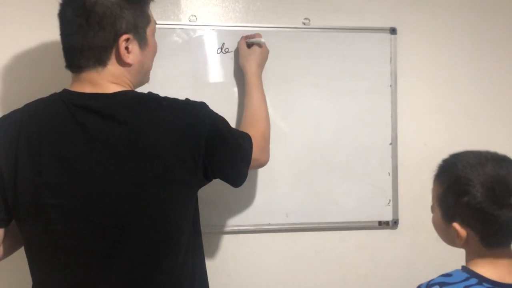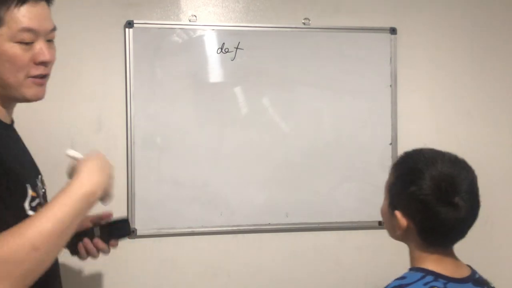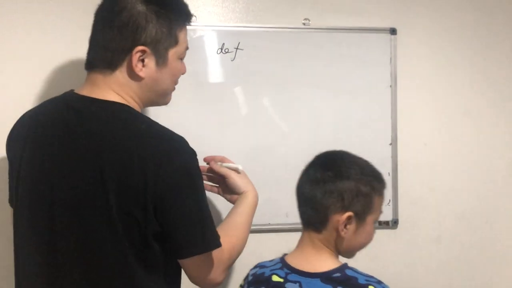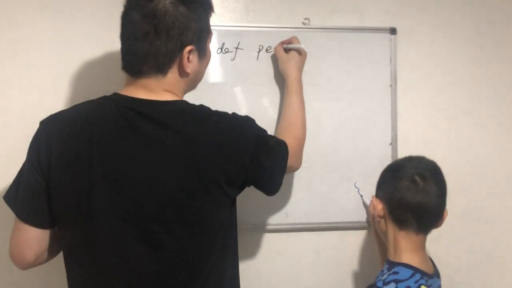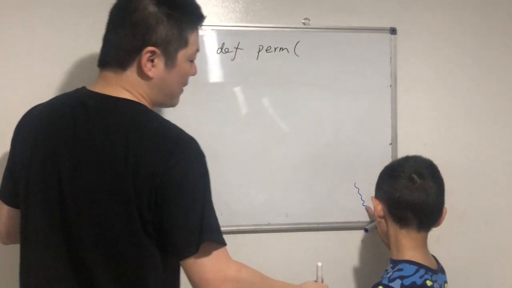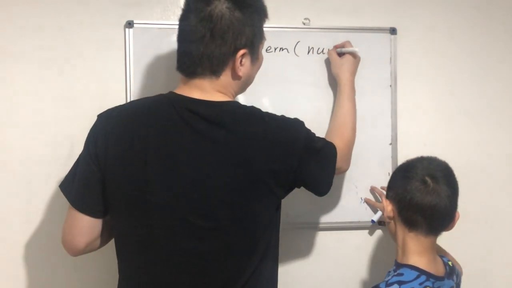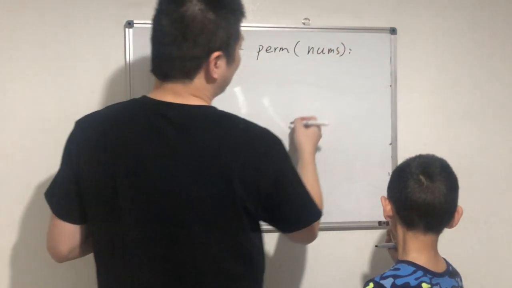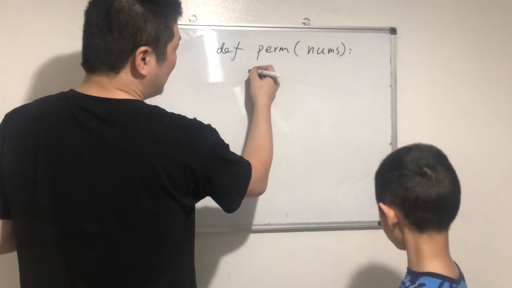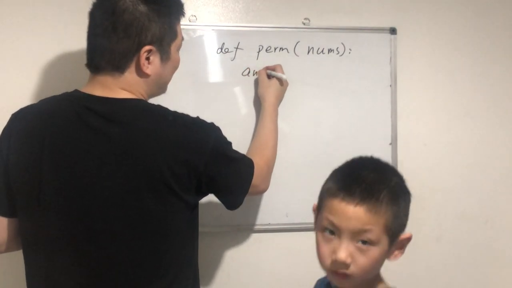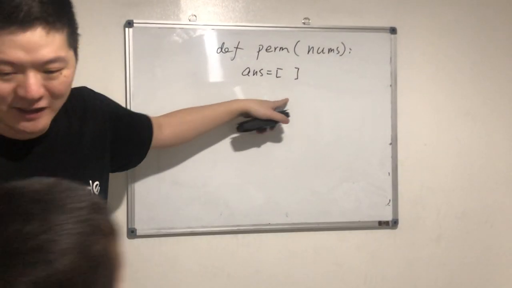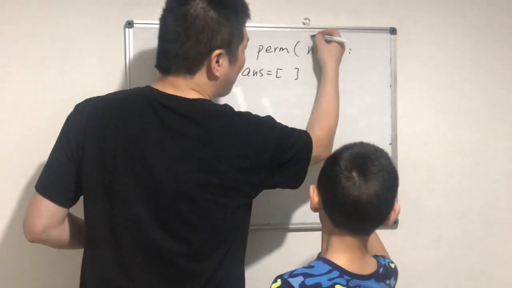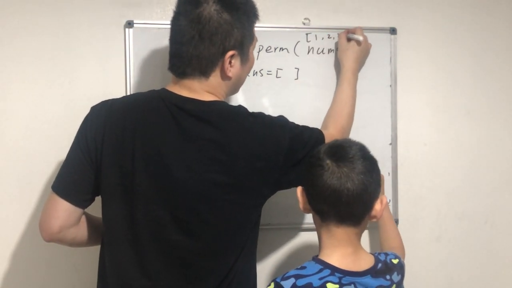Okay, let's do this. We don't need the cache today, because we are generating this using recursion. Define perm, let's say permutation, and give it nums here. Then answer is a list to store all the permutations, given numbers like 1, 2, 3, where we see the unique ones.